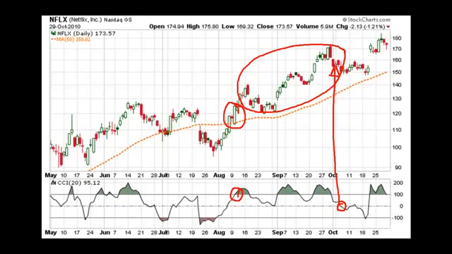Now you always want to remember to use other indicators to confirm this buy signal here. Don't just go with what the CCI is telling you. Always use other methods or other indicators to confirm buy or sell signals. That'll increase your chances of success.